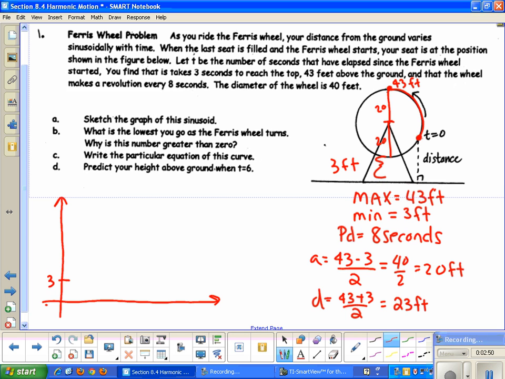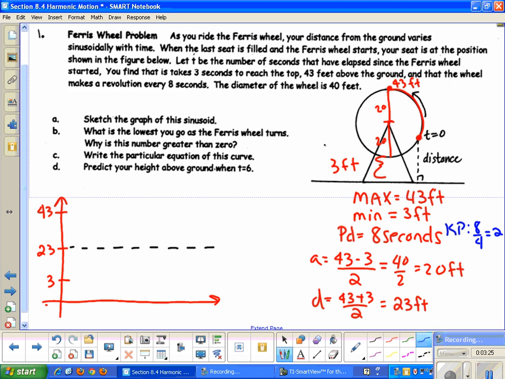Our lowest point is 3. Then the next point is our vertical shift, which is 23 feet. And then our next point is our highest point on our graph, which is 43. I always like to draw in my new x-axis. Since the period is 8 seconds, we can figure out our key points, because remember, your key interval points are found by dividing your period into 4 equal parts. So 8 divided by 4 is equal to 2. That's what my key points are going by.